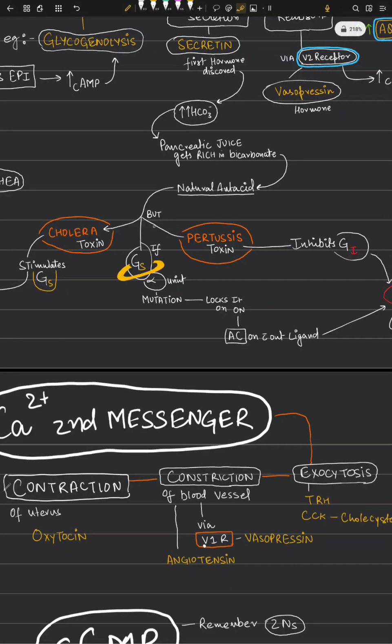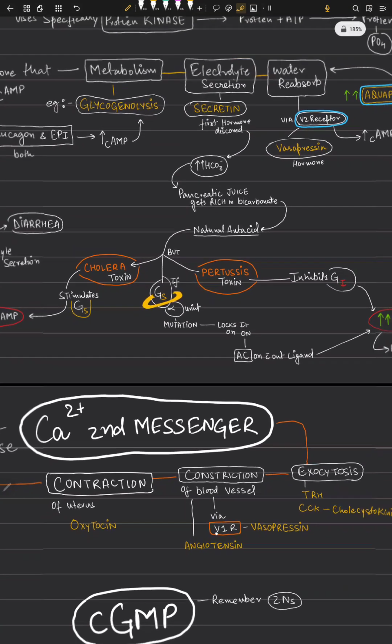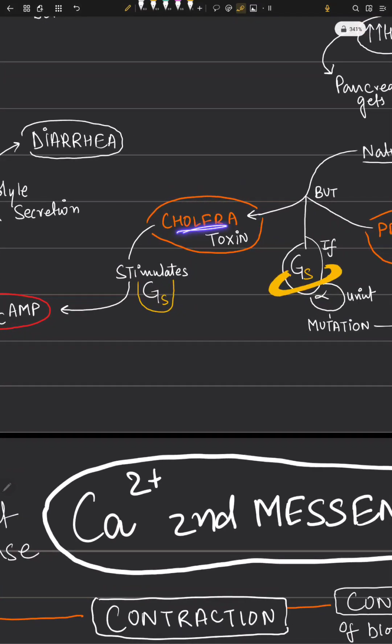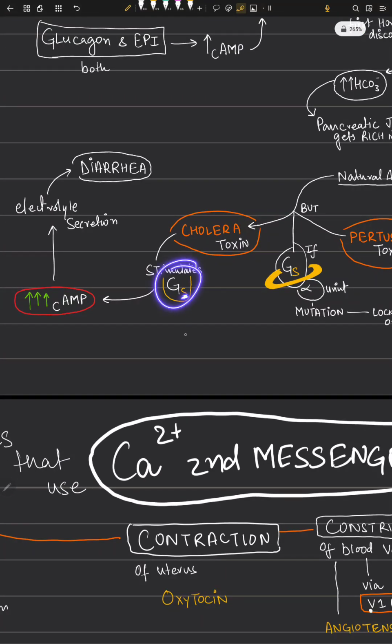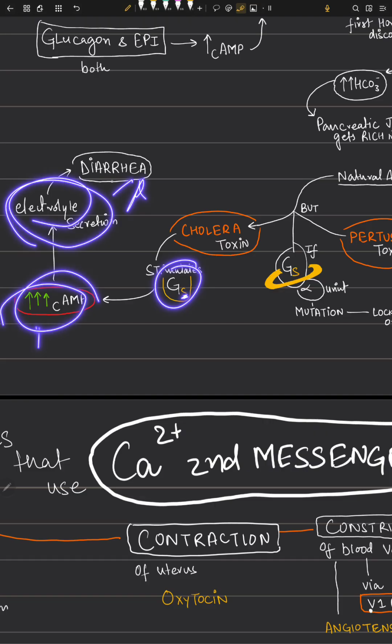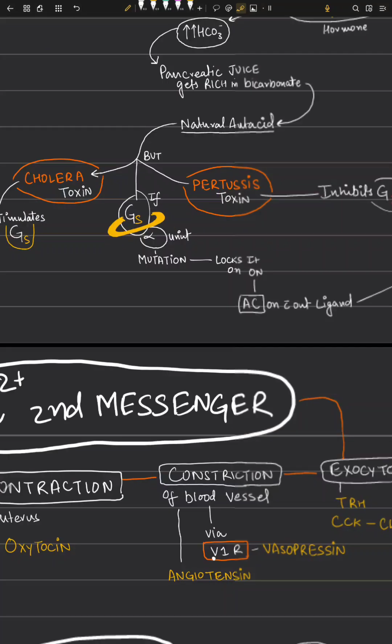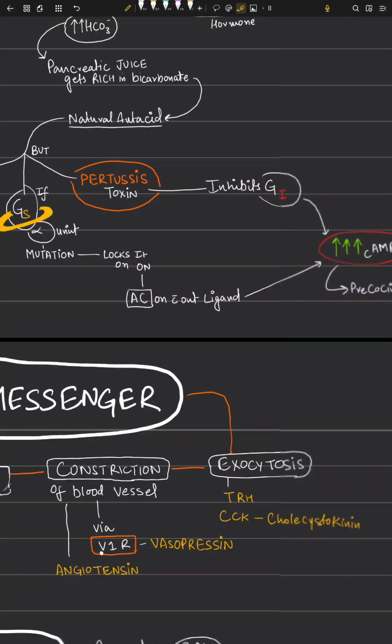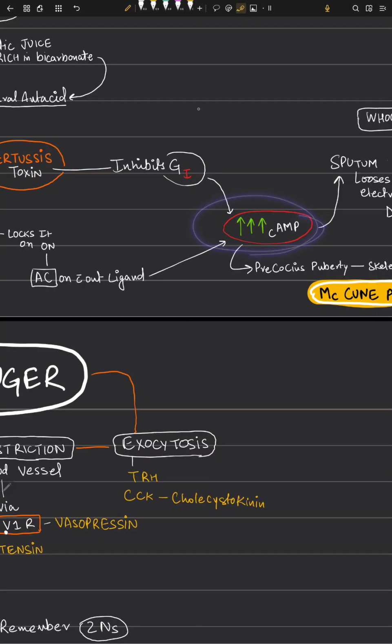Cool. Now imagine this electrolyte secretion pathway is hijacked by some toxin. Let's talk about cholera toxin first. The cholera toxin stimulates Gs, the stimulatory protein. cAMP level increases, electrolyte secretion increases, so diarrhea happens, and ultimately you can die. What about pertussis? Pertussis inhibits Gi, so it's inhibiting the inhibitory system. It means the cAMP level increases because you are stopping the system that stops it.